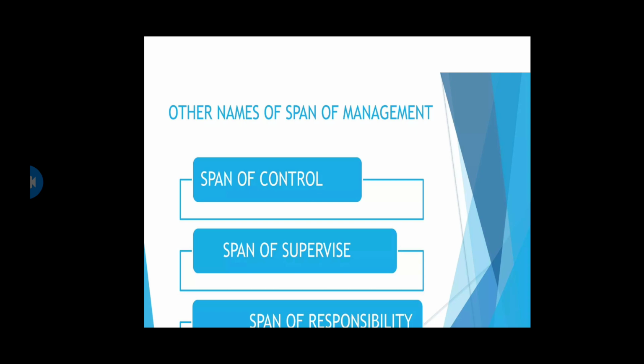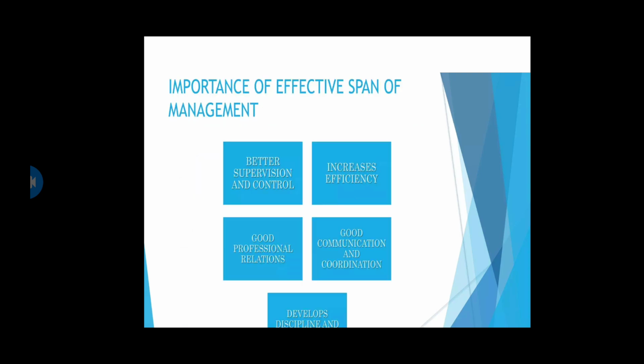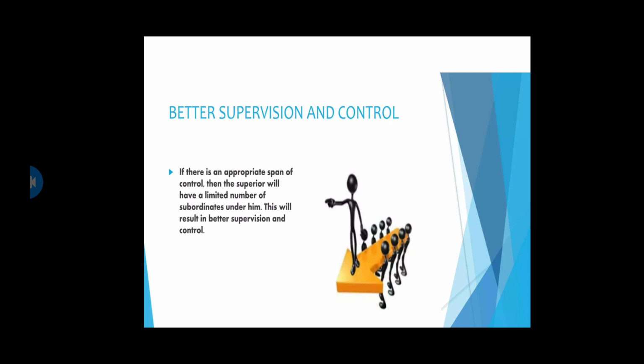The other names of span of management are span of control, span of supervision, span of responsibility. Here are various points which add to the importance of effective span of management, which are better supervision and control, increases efficiency, good professional relations, good communication and coordination, develops discipline and mutual trust. These points are further explained.